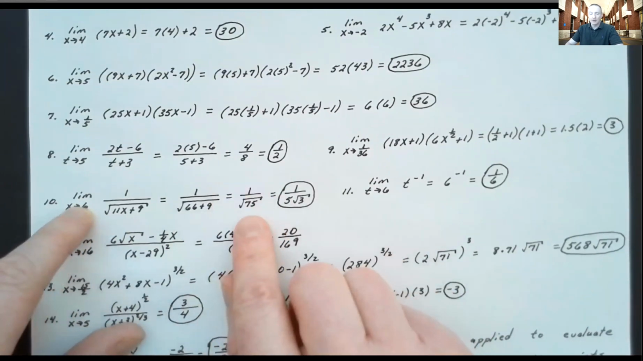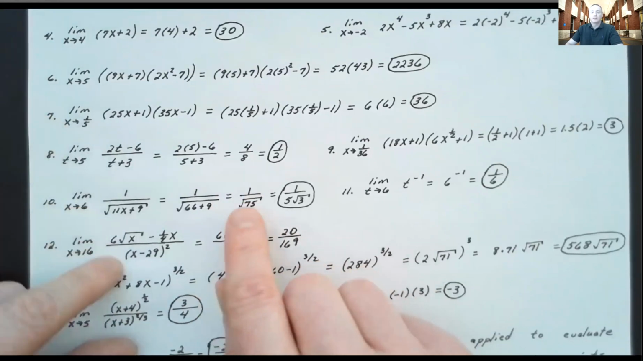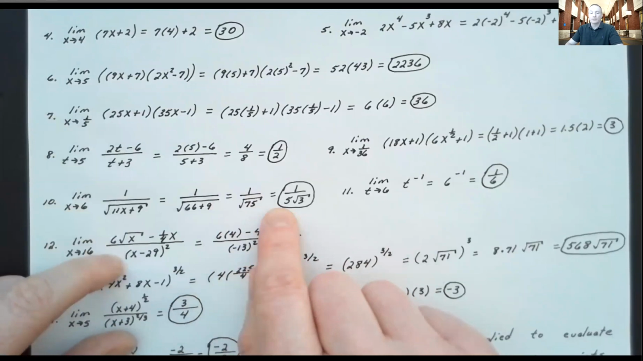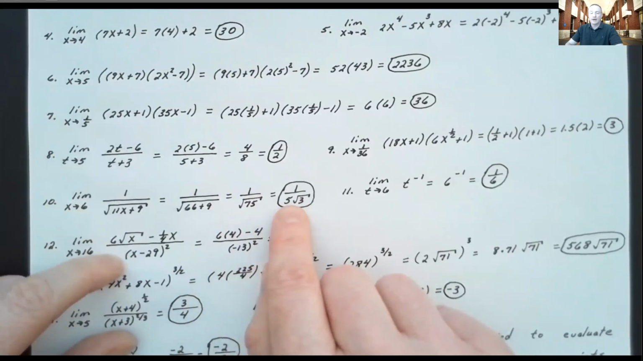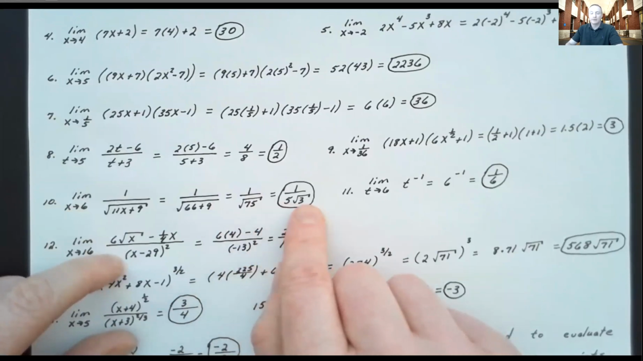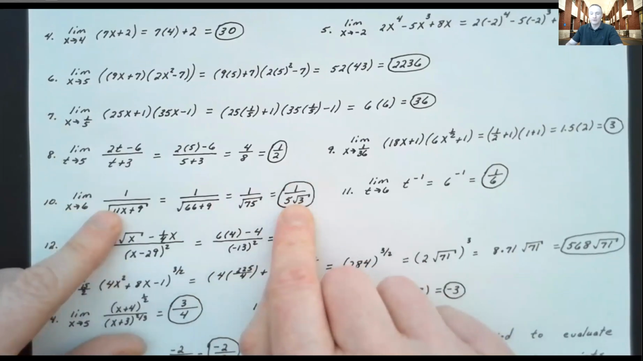I just wanted to make it look better and say, well, I know that the root of 75 could be broken into the square root of 25 times the square root of 3, and the square root of 25 is better written as 5 on the root of 3. So I put it as 1 over 5 root 3.